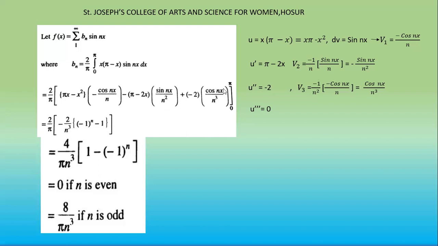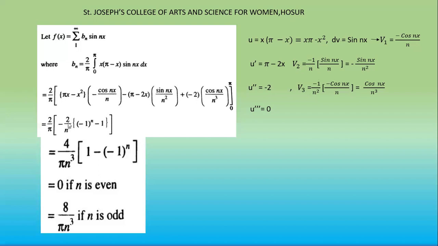When I substitute x equal to pi, we will get minus 2 by n cube, which is constant, so I am taking it outside. I'm going to substitute only for cos nx. In the place of x, substitute pi: cos n pi value is minus 1 power n, minus the lower limit cos 0. Cos 0 value is 1. So we will get minus 1 power n minus 1.